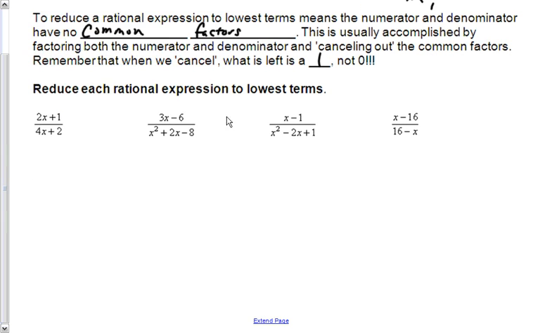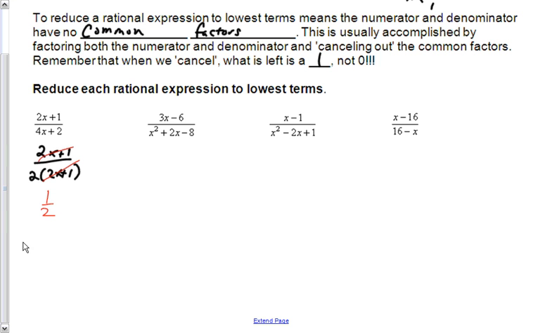So I'm going to reduce all these rational expressions to see how we can do it. Let's take a look at this one over here. We get 2x plus 1 over the bottom, which can be factored by taking a 2 out, and we get 2 times 2x plus 1. We then cancel out common factors, and I'm left with 1/2. If we plug in any number, you're going to get 1/2. Except for one number.